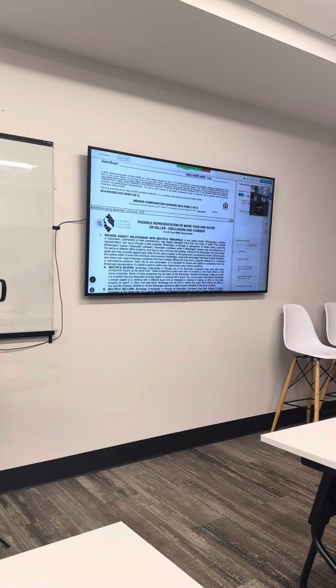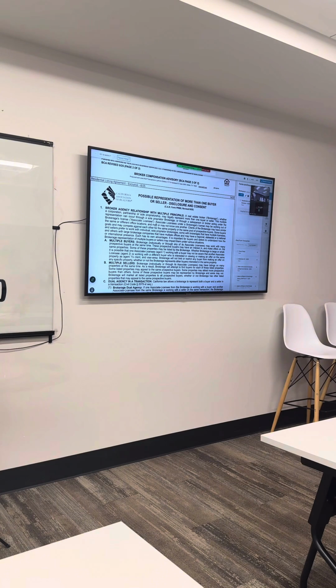Buyer sign, possible representation of more than one buyer. Again, if you have the listing, a buyer may come in unrepresented. They're going to need you to help them write an offer. We have to have permission from the sellers to see if they will allow you to do what? Dual agency. Like that example that I gave.